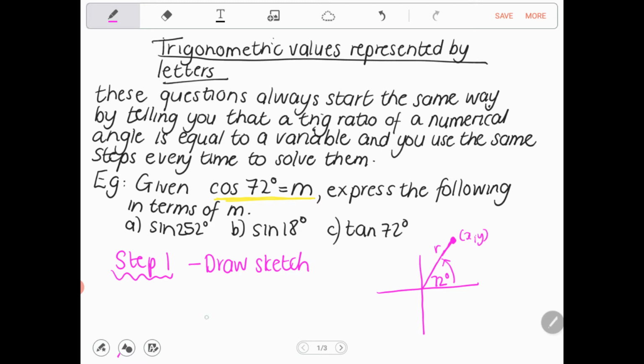Okay, so we don't have to guess where the angle is. We know that 72 degrees is in quadrant 1. So we draw in quadrant 1. Okay, so that's the first thing. And then we're looking for our x, our y, and our r.